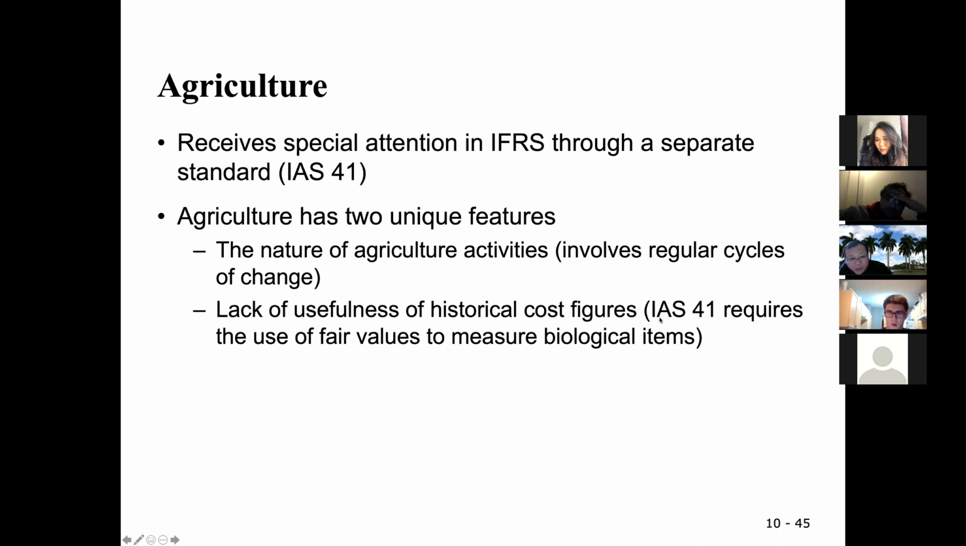IAS 41 requires the use of fair value to measure biological items. My friend used to farm beef in Cornwall. I know a lot of farmer friends. They have dairy farms, chicken farms, all kinds of crop farms. So I know a little bit about farming, but not a lot.